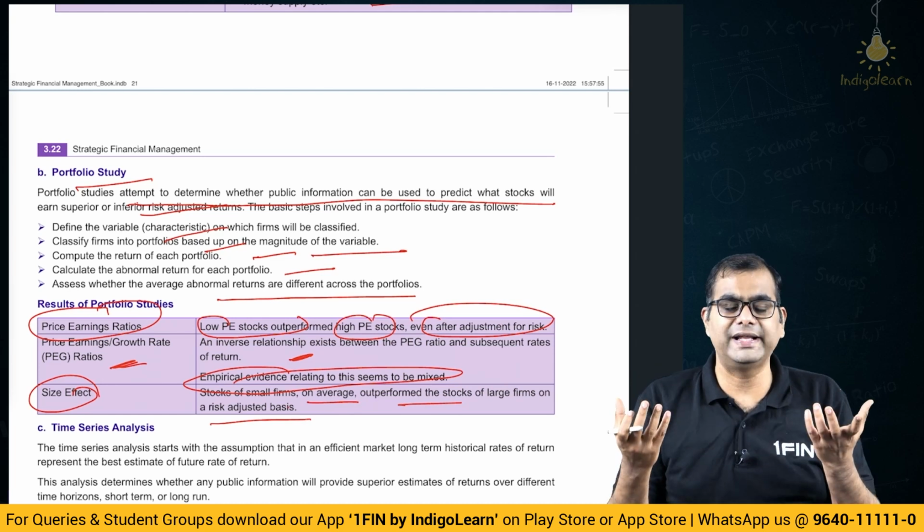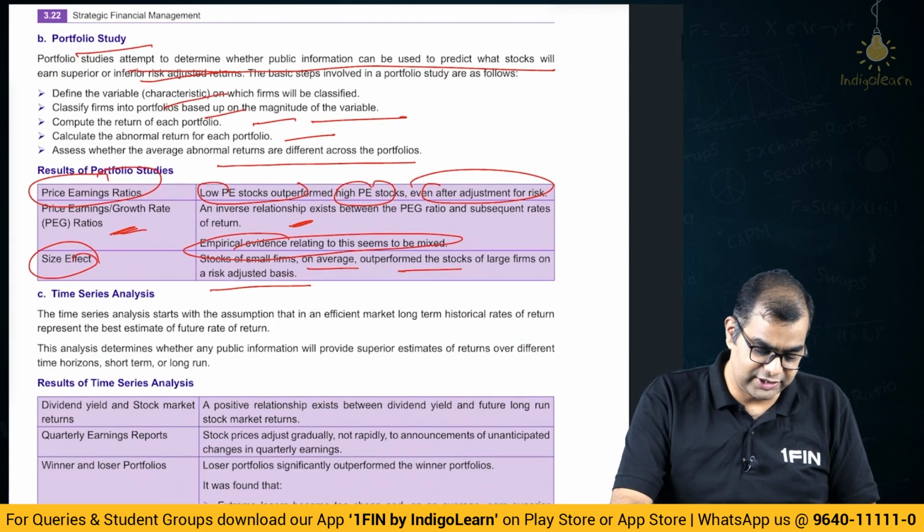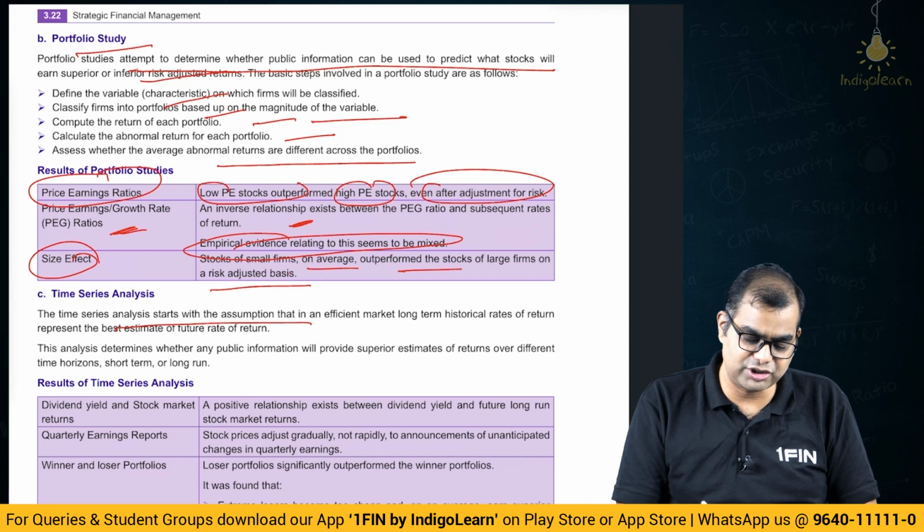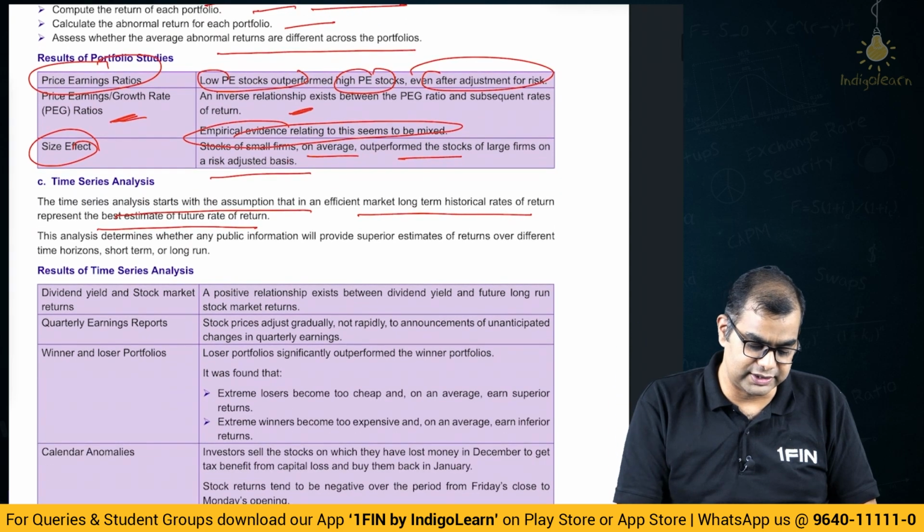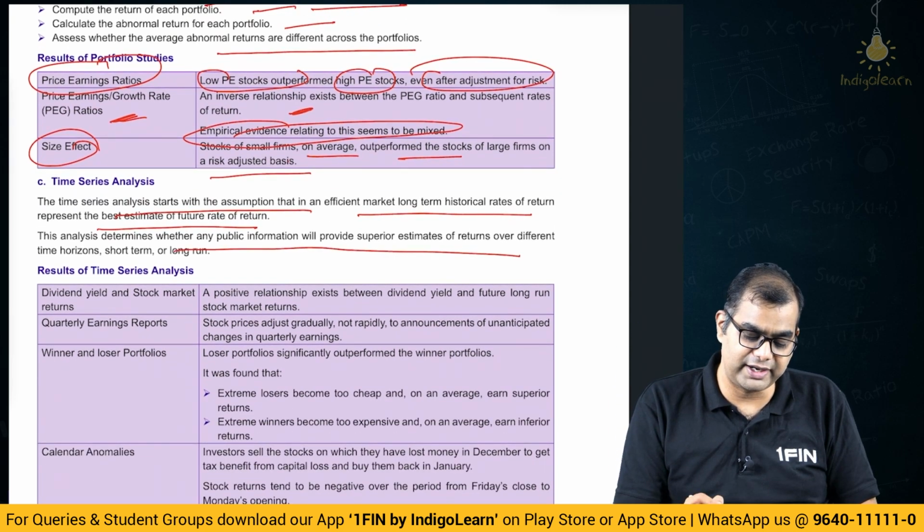So, if you are not finding any major difference, it is a semi-strong market. Then you have time series. Time series starts with an assumption that in an efficient market, long-term historical rates of return represent the best estimate of future rate of return. This analysis determines whether any public information will provide superior estimates of returns over different periods of time.